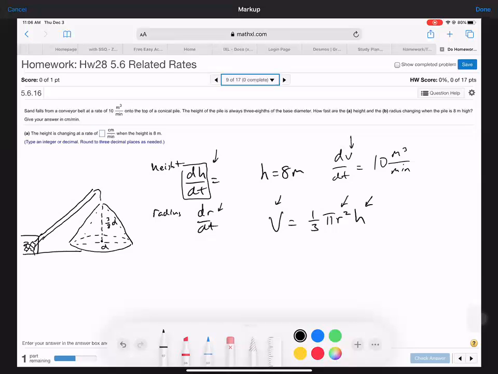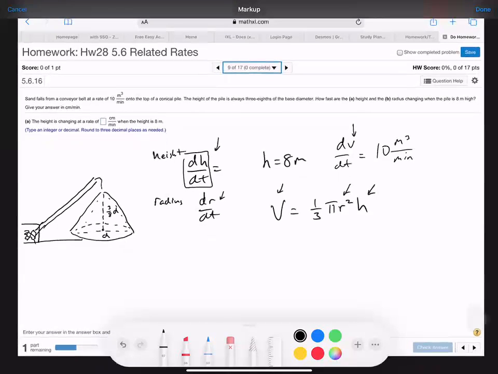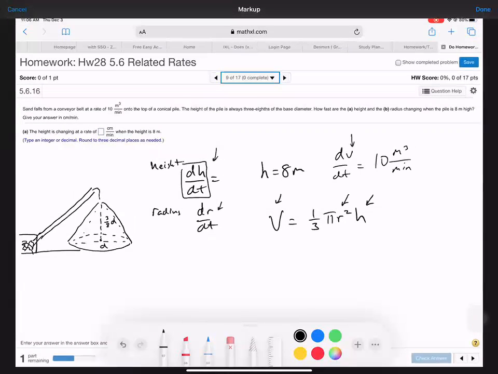So there's actually always a trick to these cone problems. The trick is to replace either an R or H with the other. Can I represent R in terms of H, or can I represent H in terms of R? We actually have that ratio right here. Take a look over here. I'm going to draw this a little differently. I'm going to call this R and call this H.